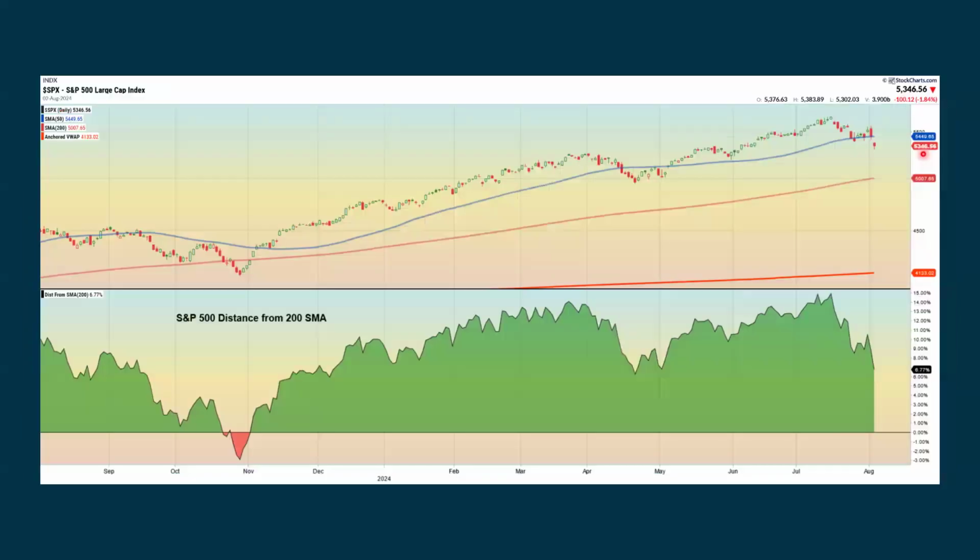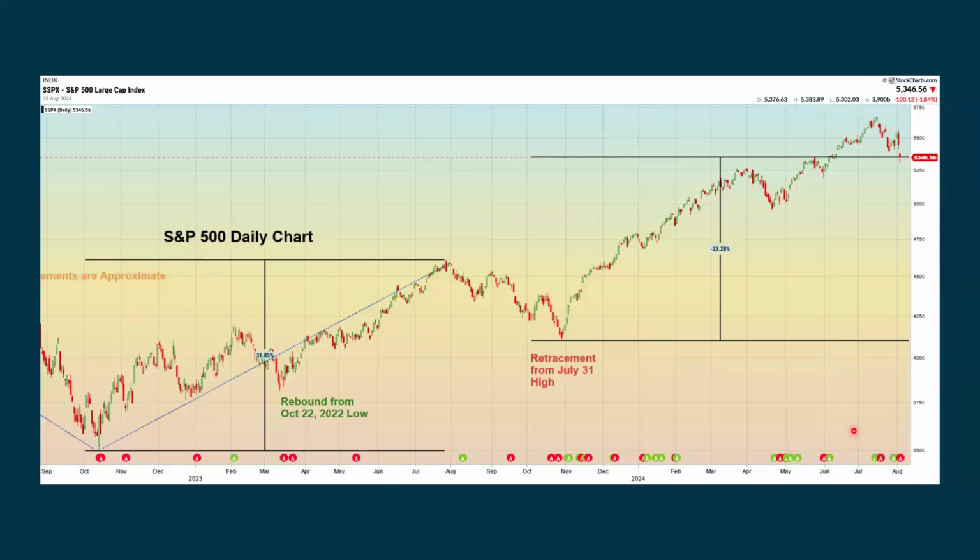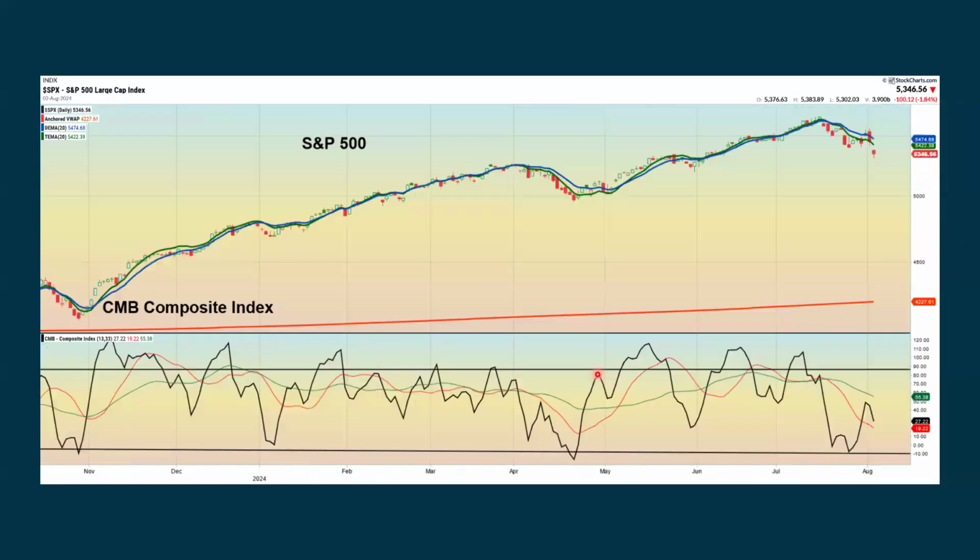And then how far are we above the 200-day simple moving average? Even though we're declining, we're still 6.77% above the 200-day moving average. This just means that the long-term trend is still positive. Okay, then even with the fall that we've been seeing lately, we're still up 23.28% from the low that was set back in October 2022. And we didn't get an extreme negative reading, at least yet, with the CMB composite.